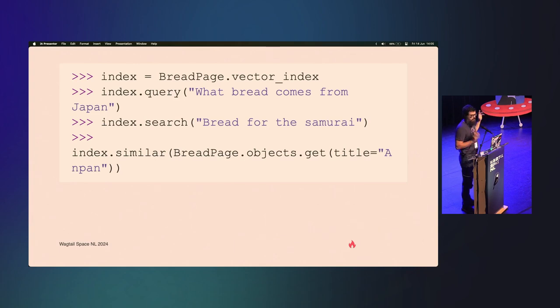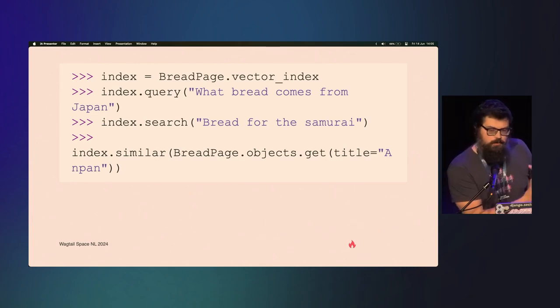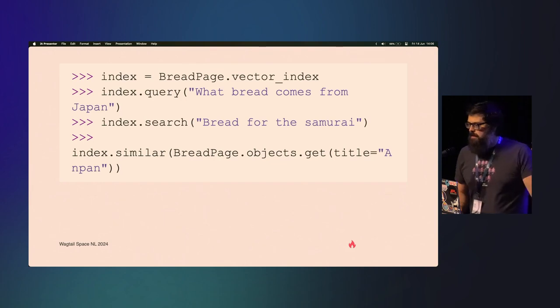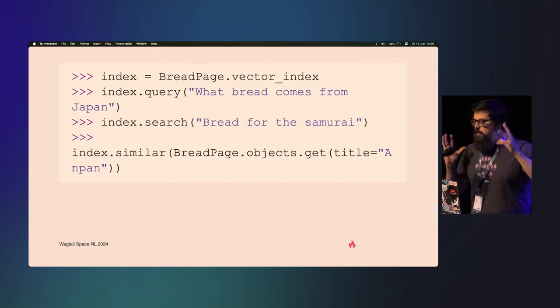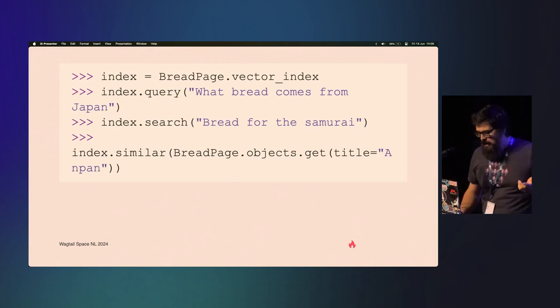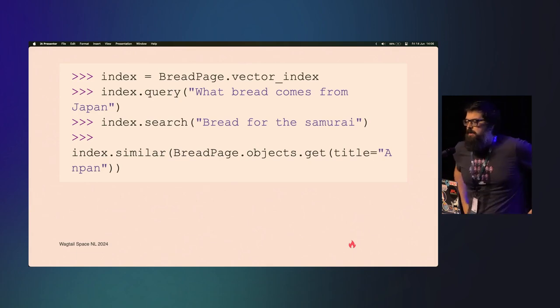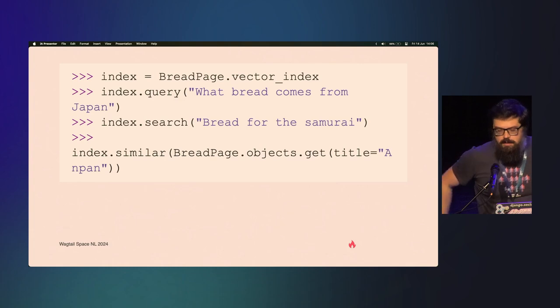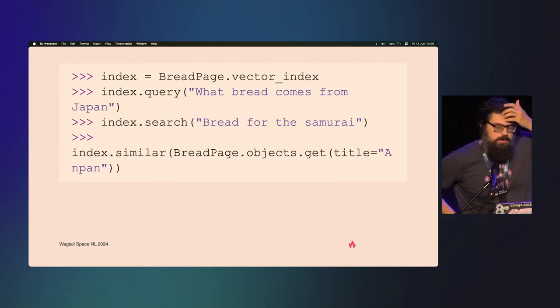So query will take the string, convert that into an embedding, find similar content from your database or your vector index, then pass that to an LLM as context, and then it will give you a response. Search uses natural language processing to purely look up what you have in your index. And with the similarity one, you give it an object, and it will try to find the closest, I think five, but that's configurable. So the closest objects based on magic.